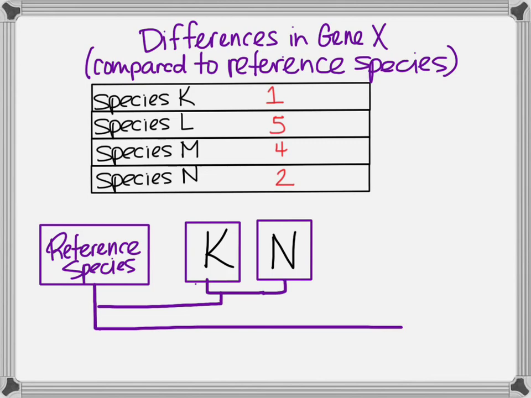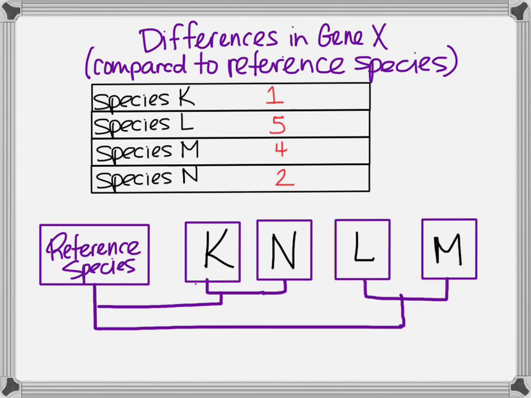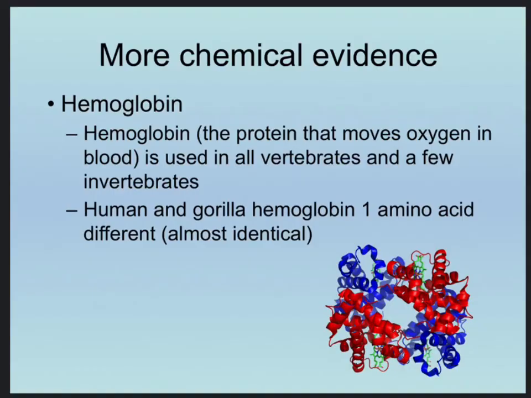What about L and M? We know that L and M, because they have 5 and 4 respectively, differences from the reference, have to be more closely related to one another than they are to K and N or the reference. Because they have more differences from the reference, we also know that their common ancestor with the reference species is probably further in the past.